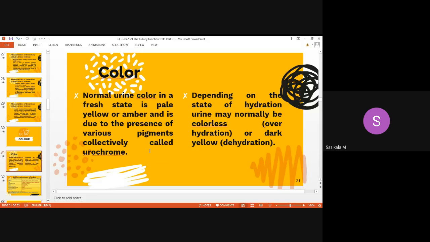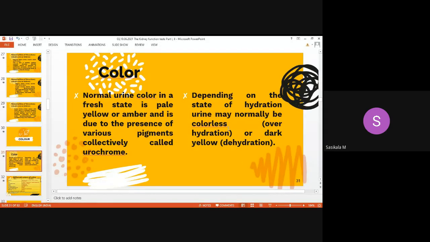So this is the normal color. It is due to the pigments. And depending on the state of hydration, urine may normally be colorless. If you drink more fluid, definitely urine will be colorless. If the fluid intake is less, then you can find the yellow or amber color due to the pigments. So colorless represents overhydration and dark yellow represents dehydration. Just note this down.